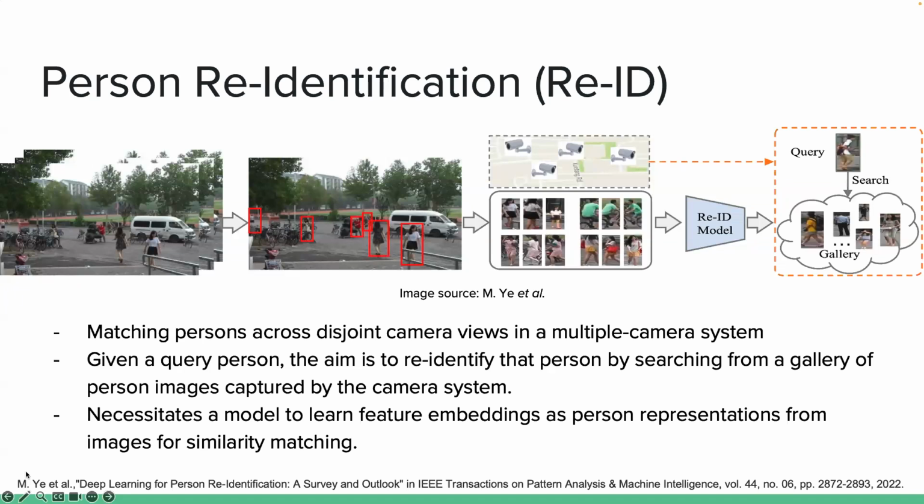Person re-ID is the task of matching persons across disjoint camera views in a multiple camera system. Given a query person, the aim is to re-identify that person by searching from a gallery of person images captured by the camera system. This necessitates a deep learning model to learn the feature embeddings as person representations from the images for similarity matching.